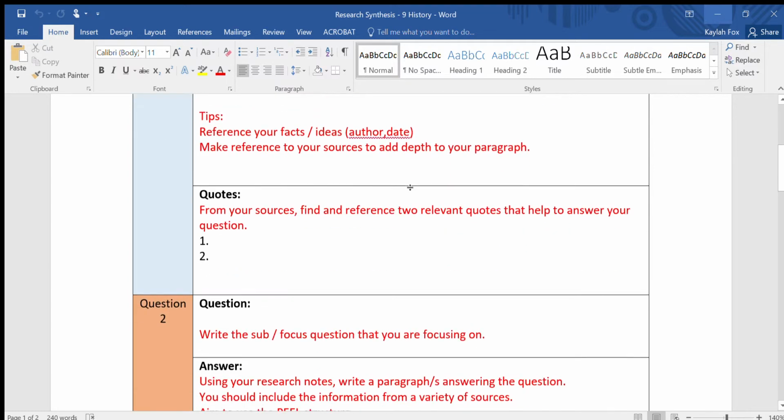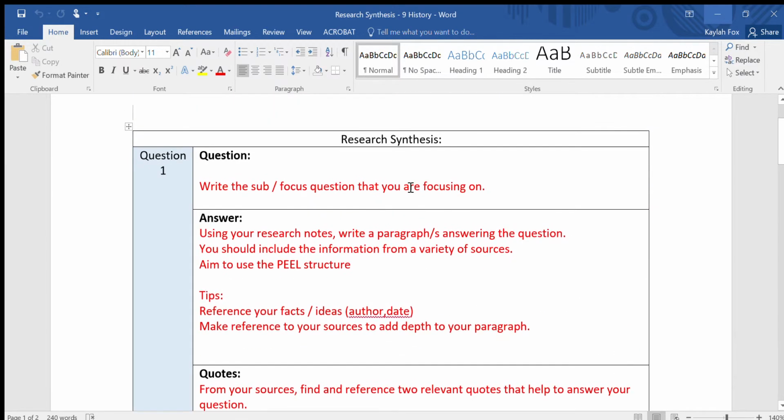Your research synthesis will be broken up into 3 parts. Each part is simply your sub-question. So, the first thing you do is make sure that you tell me which sub-question you're answering, then you write an extended answer. I recommend doing this in paragraph form, but you only really need to write about 1 paragraph per answer. In this paragraph, you're using the information that you found from your notes to answer the question.